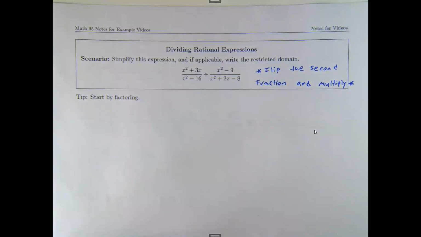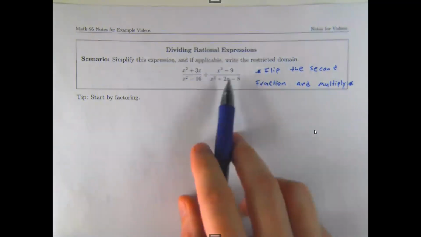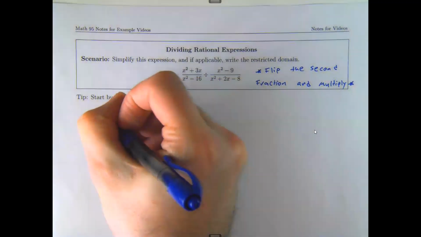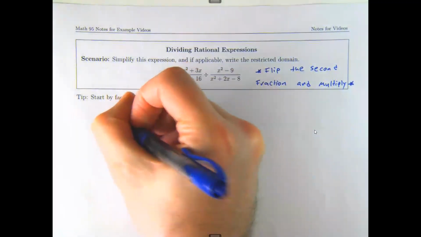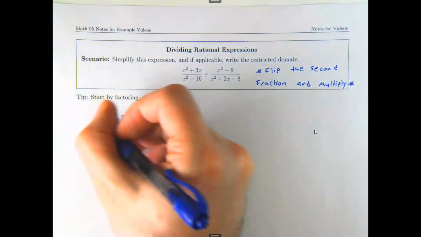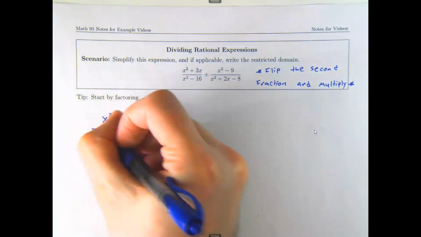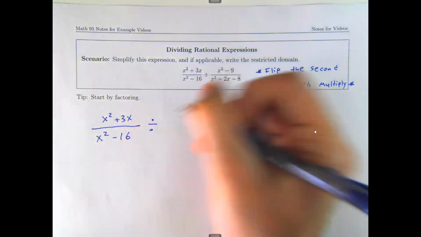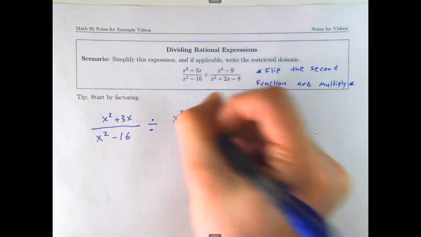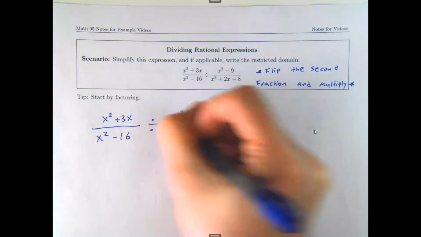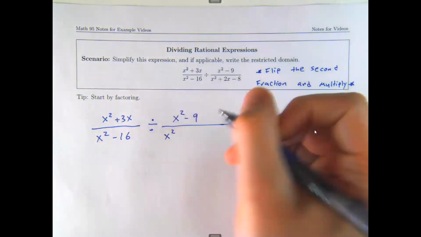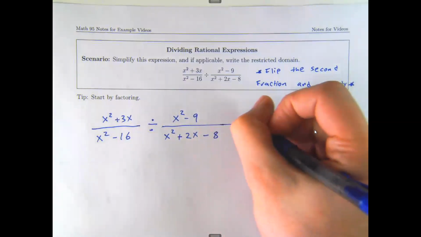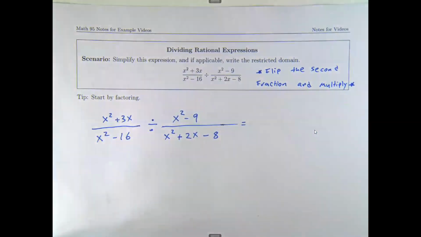I'll show you what that looks like here, but before we do any multiplication, it's really useful to start by factoring everything. So here I have x squared plus 3x over x squared minus 16, divided by x squared minus 9 on the top, and on the bottom, x squared plus 2x minus 8. Okay, I'm going to start by factoring each of these pieces.